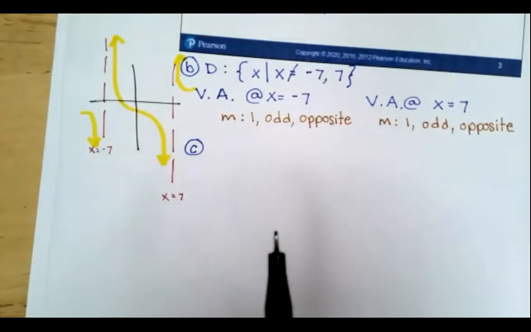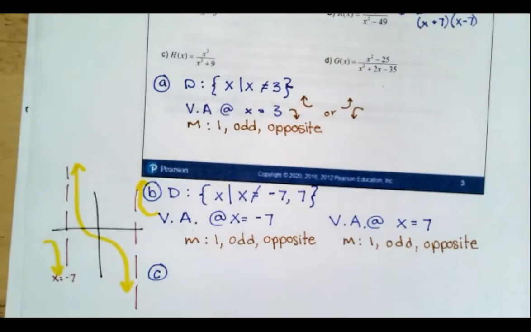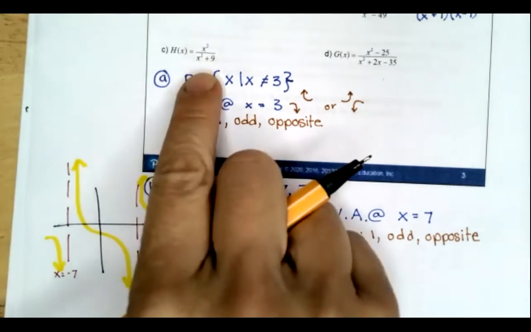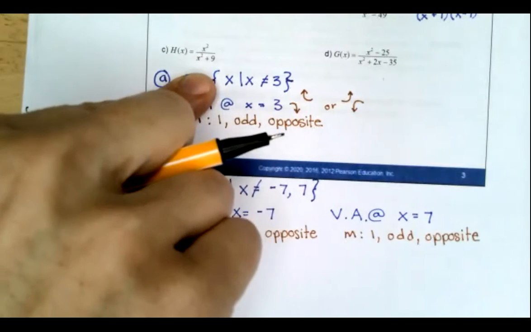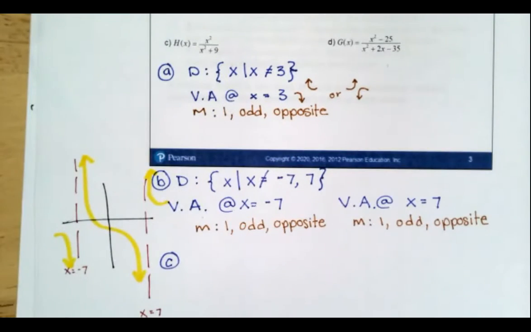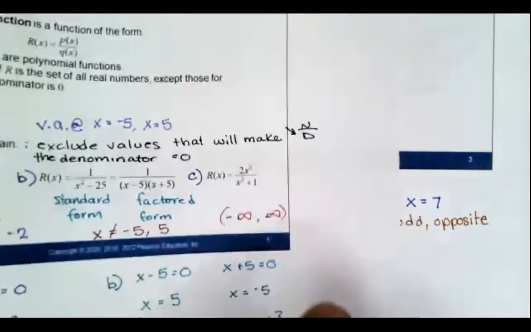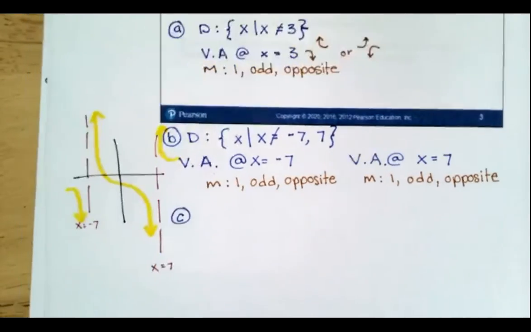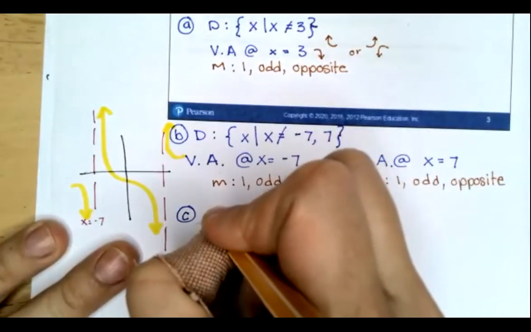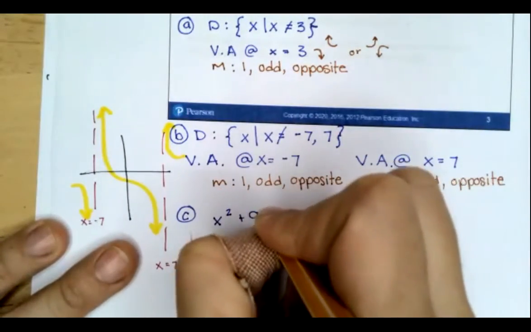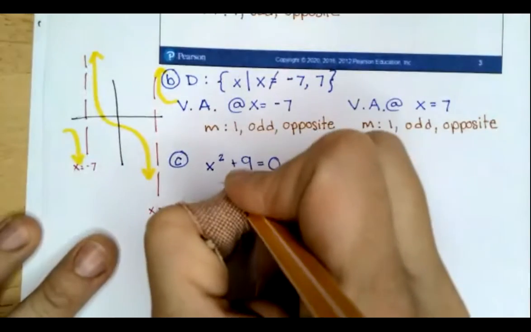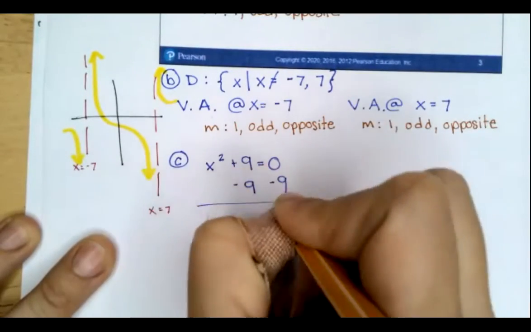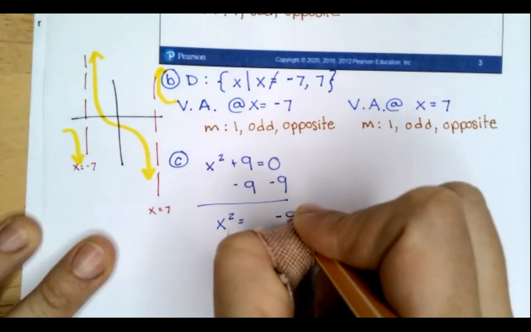Letter C is h of x equals x squared divided by x squared plus 9. All right. So that is not the difference of two squares because those are being added, right? So just like we did here, here we did x squared plus 1, here you can do x squared plus 9. And what happens? When we did x squared plus 1, what happened? Set it equal to 0. Subtract that 9. x squared equals negative 9.